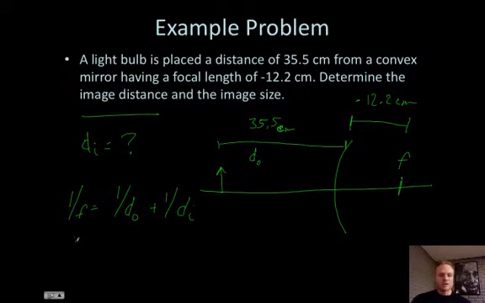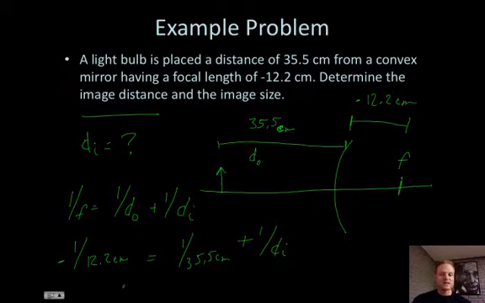And so 1 over f is 1 over 12.2 centimeters, and that's negative, equals 1 over dO, which is 35.5 centimeters, plus 1 over di, which is what we're trying to find out. Basically, if you do the algebra here, you would find that your di is negative 9.08 centimeters.